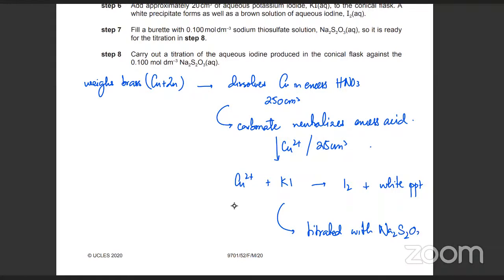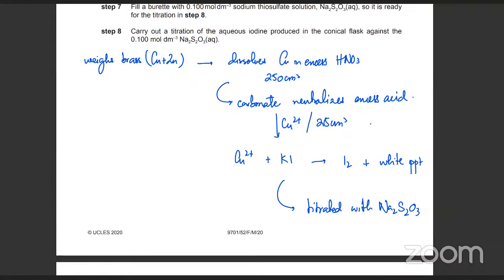So it's titrated with Na2S2O3. And he's given you the concentration, everything is given. So this is 0.100 mole per decimeter cube. So remember, you should open this paper at your side as well. Okay? Remember, this is March 20 question paper 5.2.